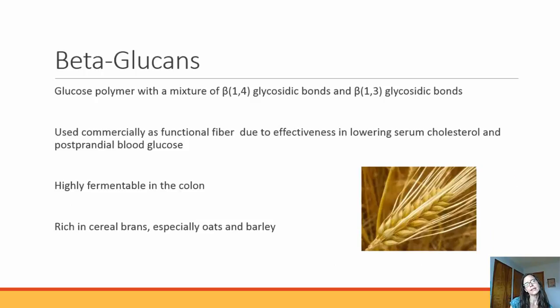Then we have beta-glucans, which are used typically as a functional fiber, and we can see by the bonds beta-1,3 and beta-1,4 that we're not able to degrade these with our own enzymes, so they need to be fermented in the colon, and these are highly fermentable. Because of the health effects of this fermentation, we add these often as functional fiber to foods. And we're going to talk about how these health effects from fiber come about, or what the mechanisms are.